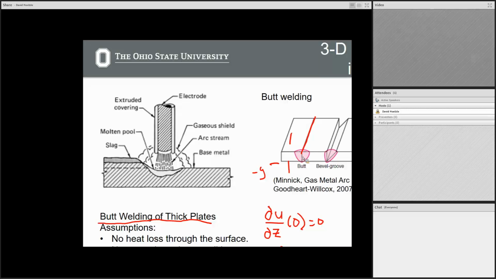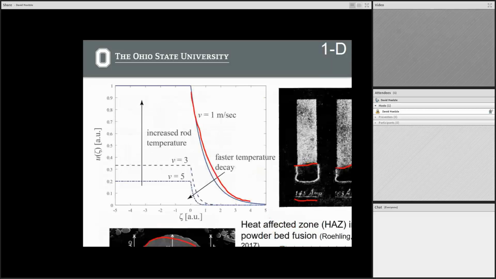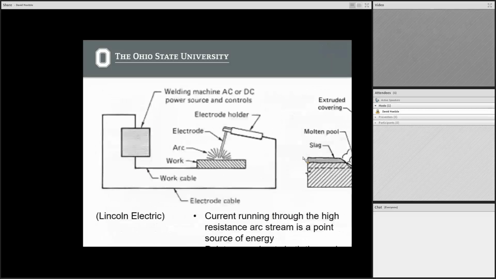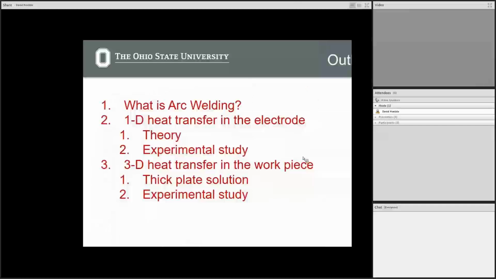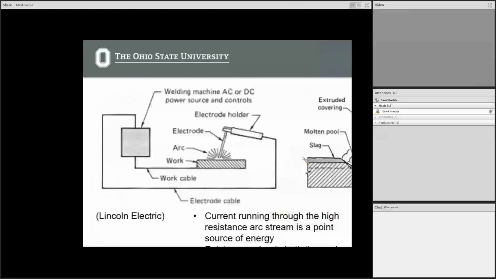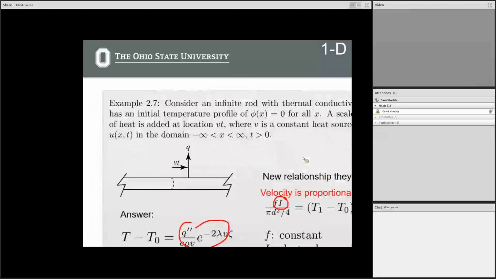So when you look at their equations here, I don't think I have a good example. You can find them in the paper. Oh, here we go.